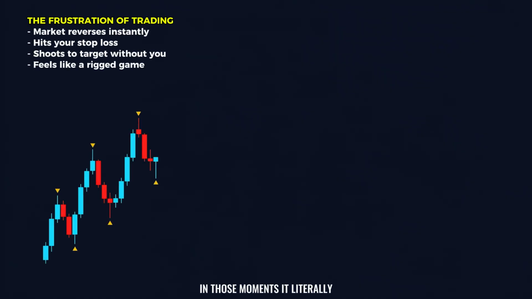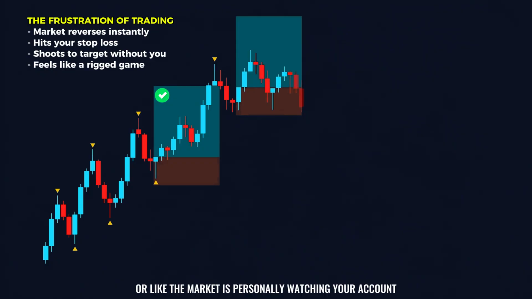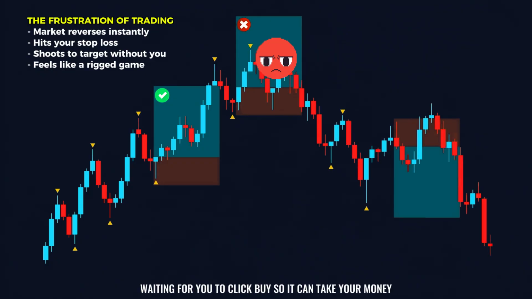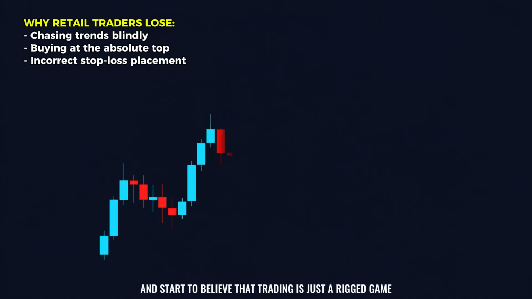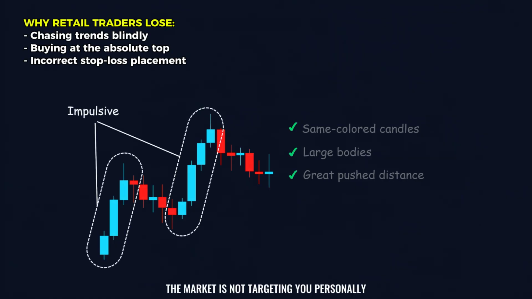In those moments, it literally feels like there is a camera in your bedroom, or like the market is personally watching your account, waiting for you to click buy so it can take your money. You feel angry, confused, and start to believe that trading is just a rigged game. But the truth is, the market is not targeting you personally.